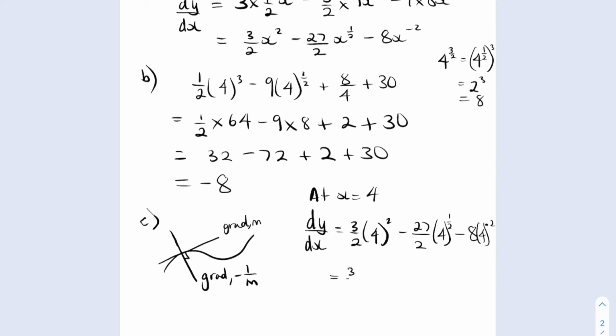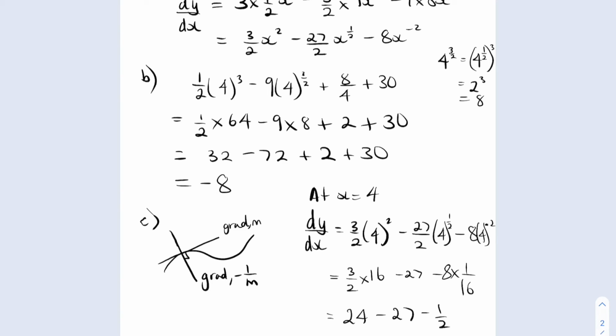Okay, so that's 3 over 2 times 16. Minus 27 over 2 times 2, so that's just minus 27. Minus 8 times 1/16. Okay, so 3 over 2 times 16, so take half of 16 is 8, times that by 3 is 24. Minus 27 minus a half, that's 8 times 1/16 on the end there. So 24 minus 27 is minus 3. Minus a further half is minus 3.5, or minus 7 over 2.